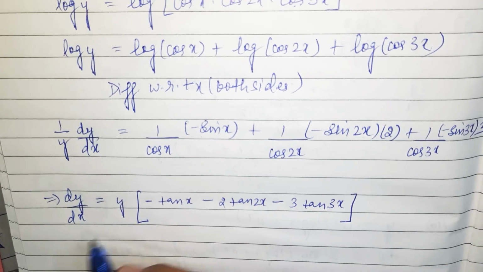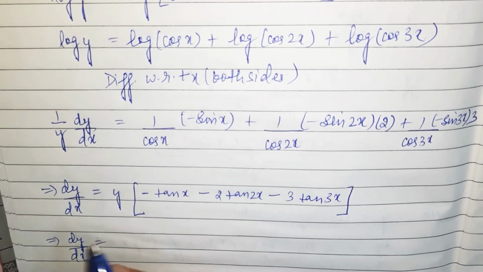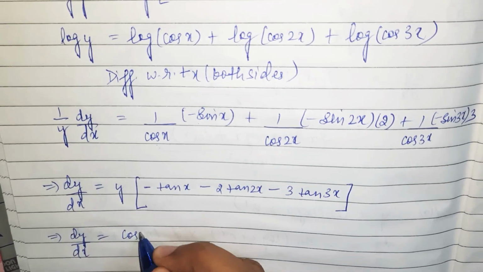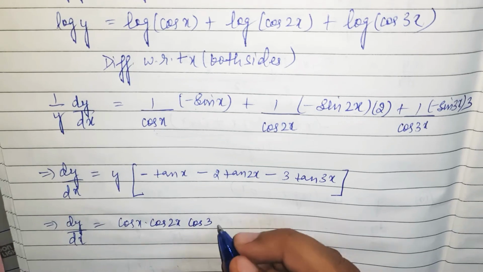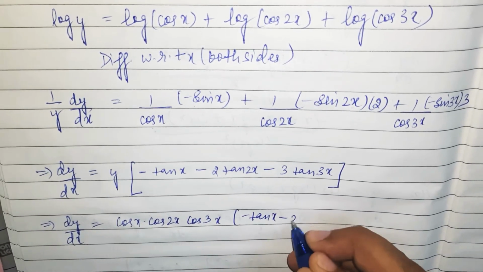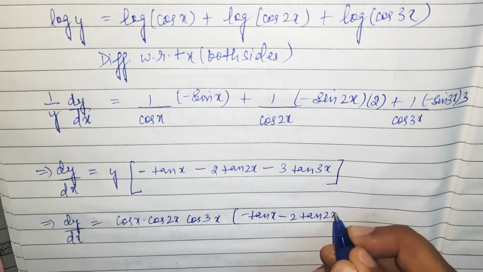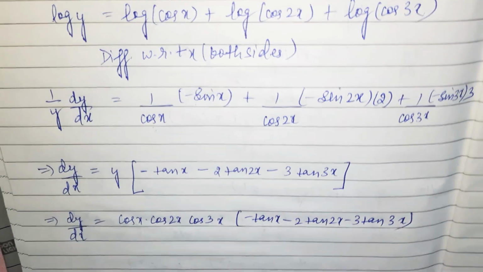Now what is the value of y? You need to write the answer in terms of x. The value of y is the function: cos x cos 2x cos 3x into minus tan x minus 2 tan 2x minus 3 tan 3x. Now you can leave the question here. So this is your required answer.